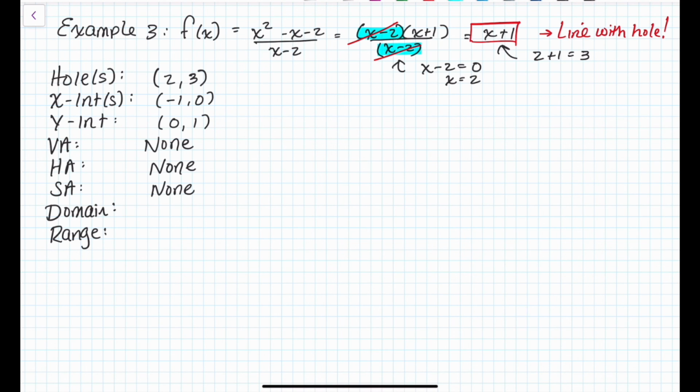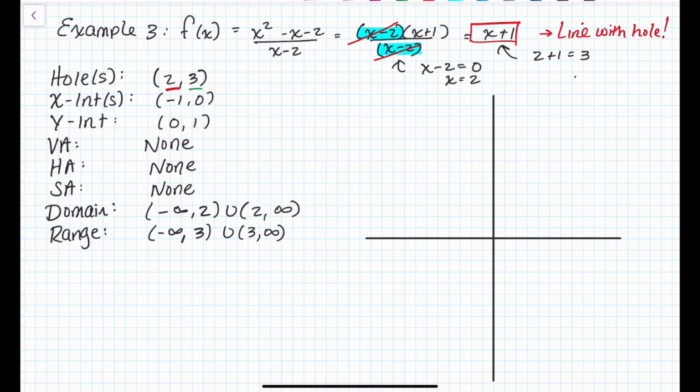So what's the domain? Well, recall the domain is every value of x where the function is defined. So the function is not defined when x equals 2 because that's the x value of that hole. So my domain would just be -infinity to 2, union 2 to positive infinity. And on a problem like this, you might also be asked, what's the range? Well, the range, remember you read from the graph from the bottom to the top. So you would say from -infinity to 3, the y value of the hole, union 3 to infinity.